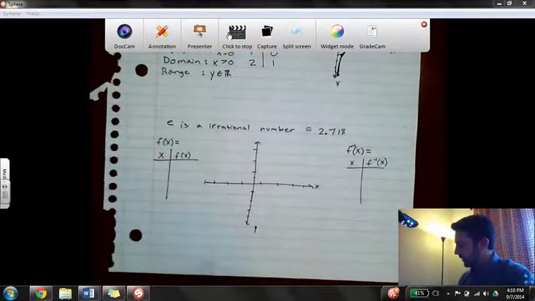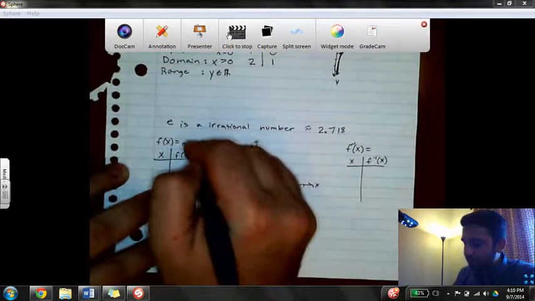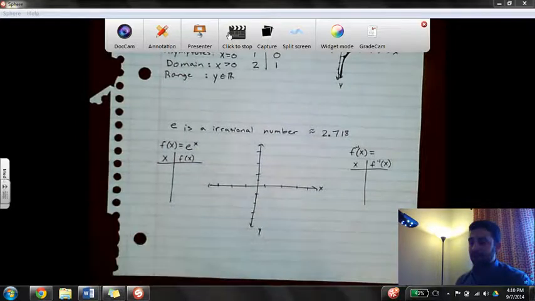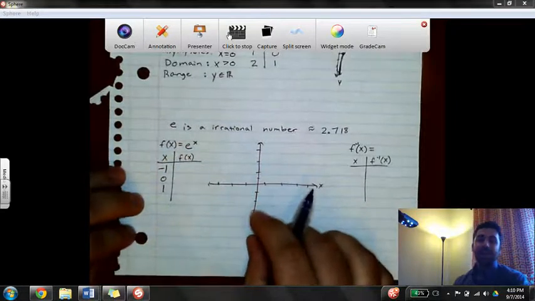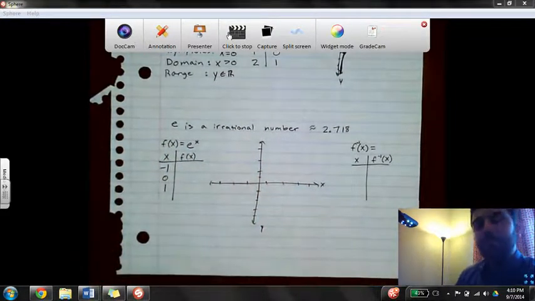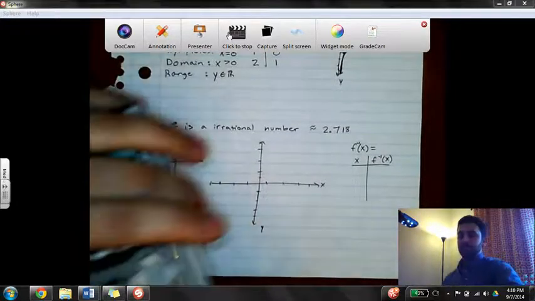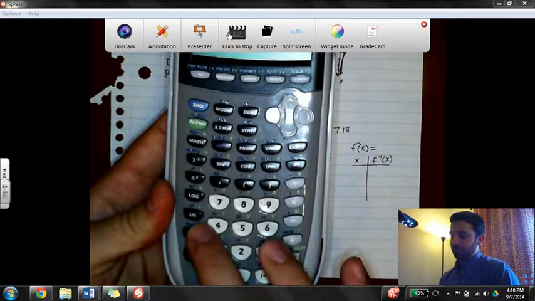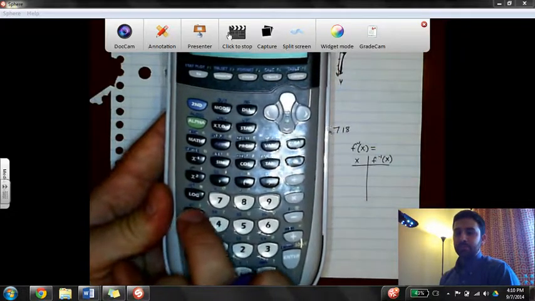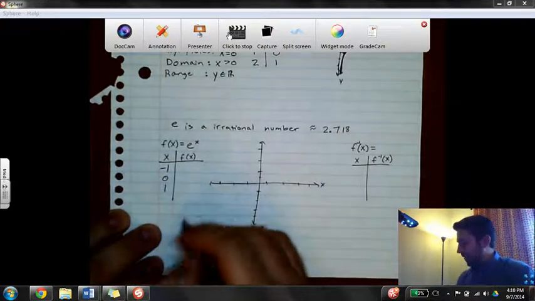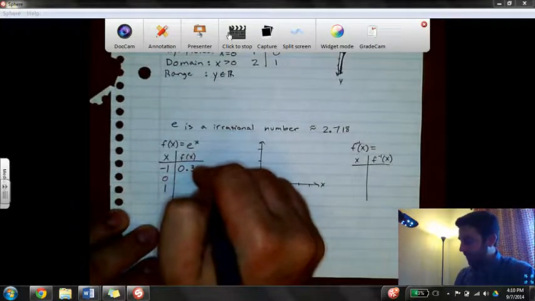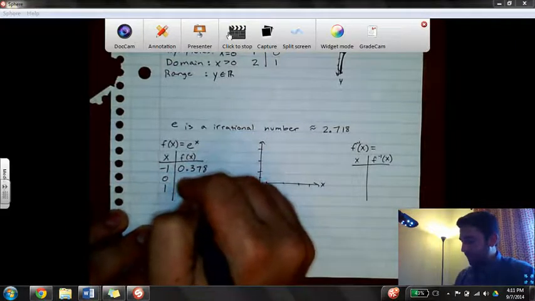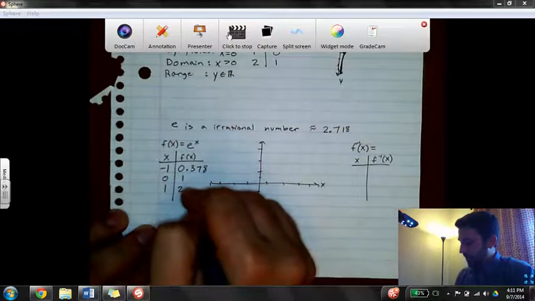So if I wanted to graph the function e to the x, I would once again pick some graphing points, and in a calculator I would use the e button. So this e to the x right next to the 4, and I would use it to find my y values or my range values. So at -1, e to the x is 0.378 approximately. At 0 it's 1, and at 1 it's 2.718 approximately.